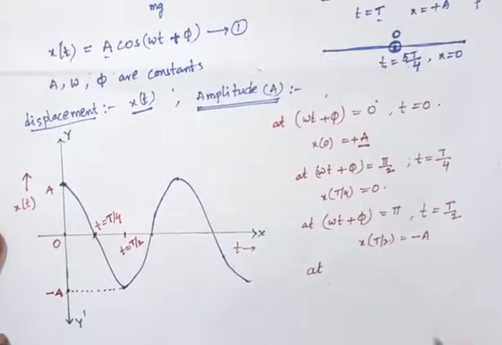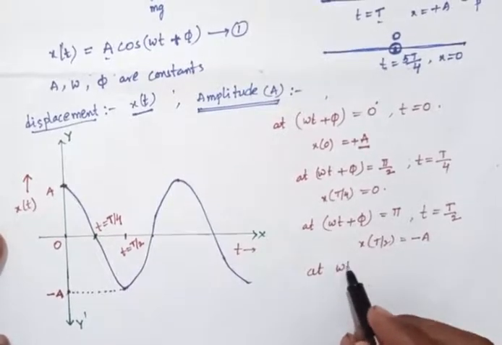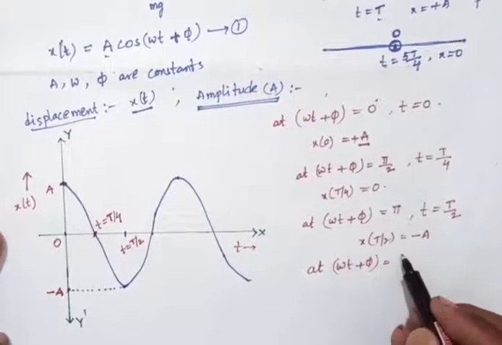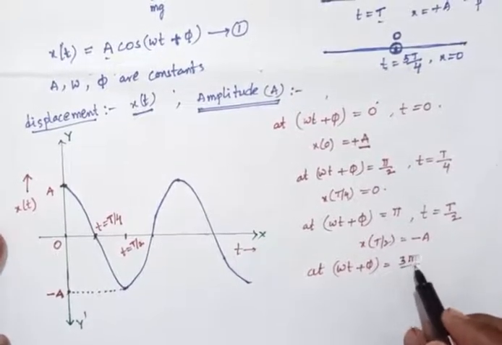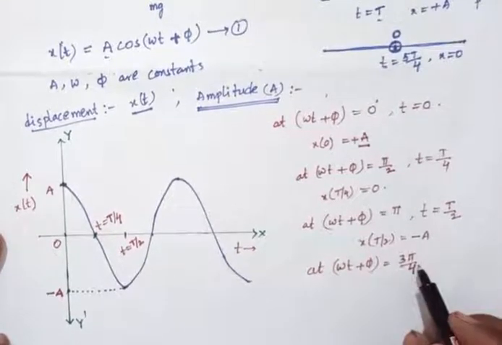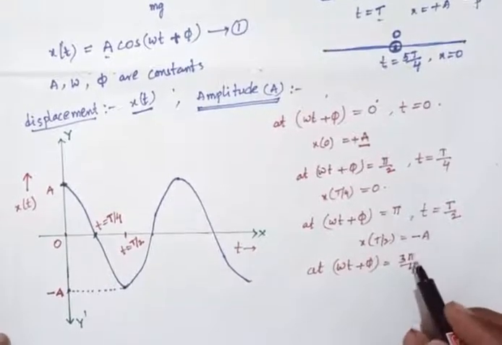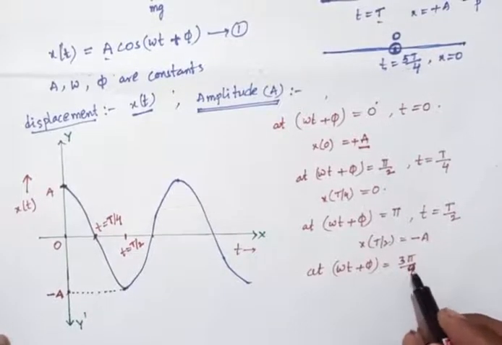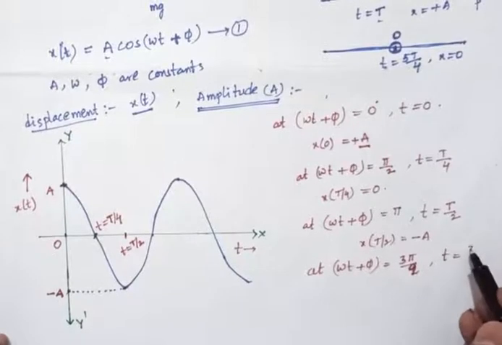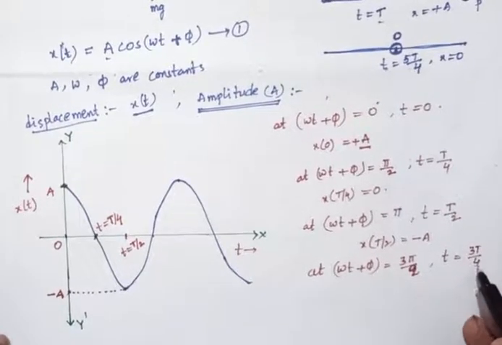Again, we take omega t plus pi equals 3 pi by 2, and here t equals 3T by 4.